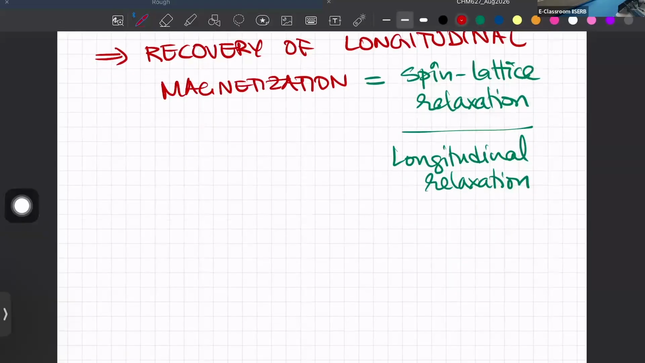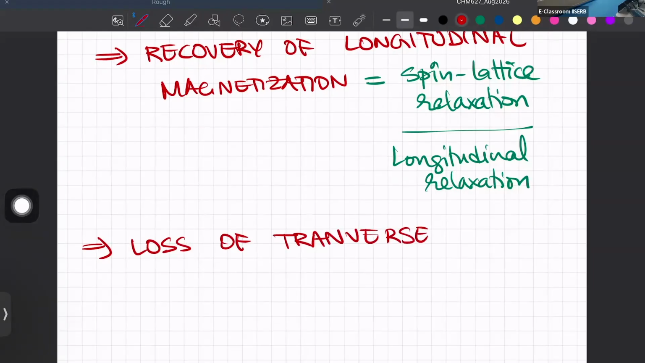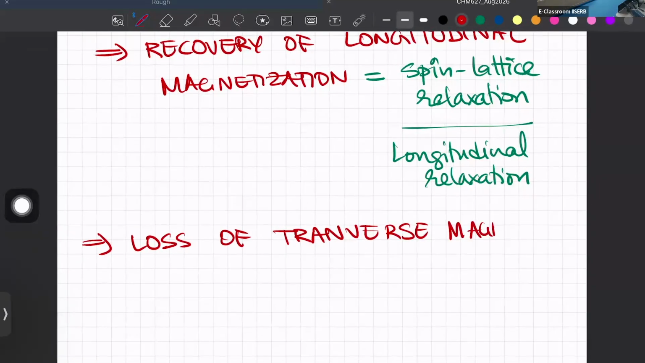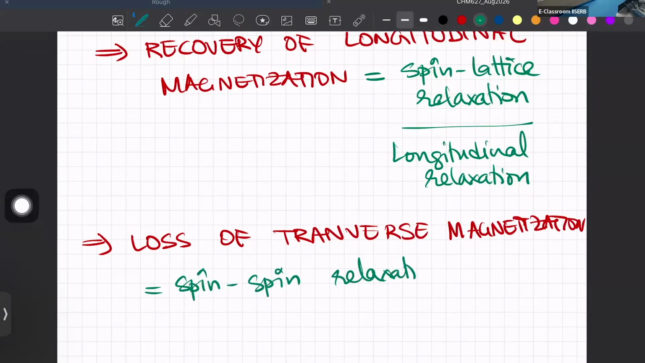And now, loss of transverse magnetization. What do we define as transverse? Anything that's perpendicular to B naught. The xy plane is what we refer to as the transverse plane. Transverse magnetization loss is referred to as spin-spin relaxation, also known as transverse relaxation.